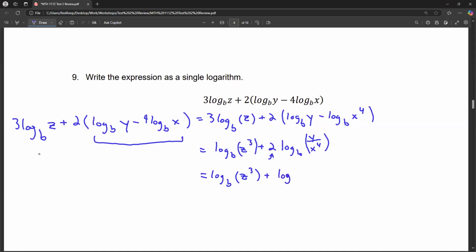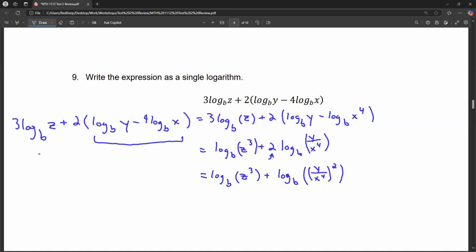And so we have log base b of y over x to the fourth. You might know how this simplifies, but I'll go ahead and talk about that in the next step.